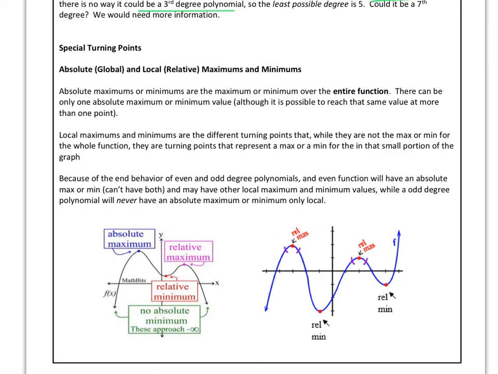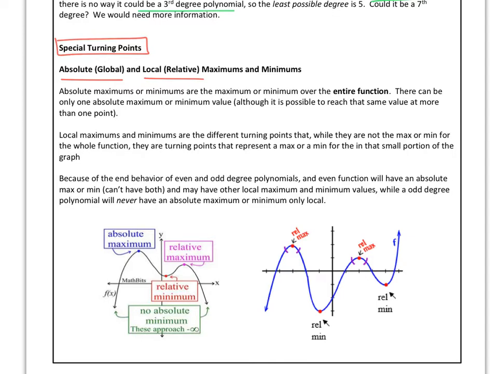For this next part, we're talking about special turning points, and those special turning points are called absolute and local or relative maximum and minimum. Absolute can also be referred to as global. You'll see that less often though. You'll mostly see absolute. And then of course we have local or relative maximums and minimums.